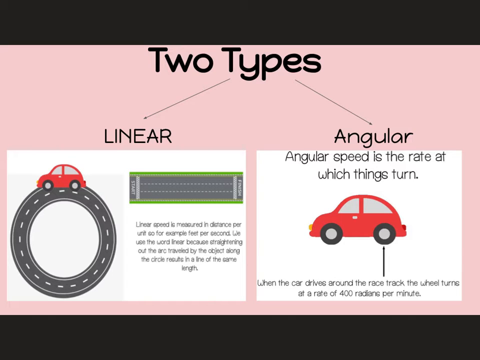Versus angular speed, which is the rate at which something turns. So we're talking about the wheel specifically. It might be turning at 400 radians per minute. So those were the two types that we had previously talked about.